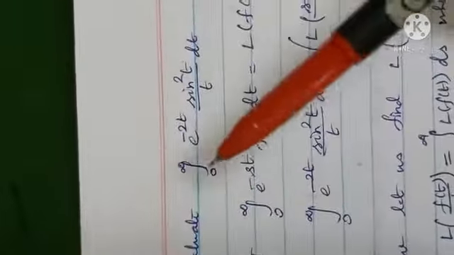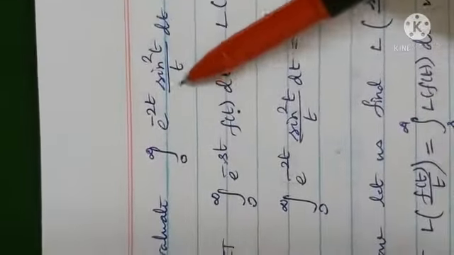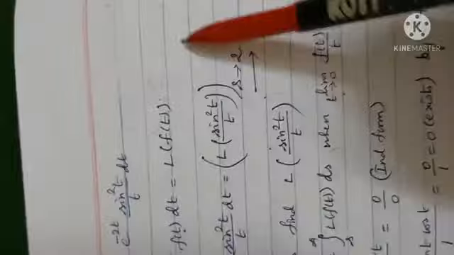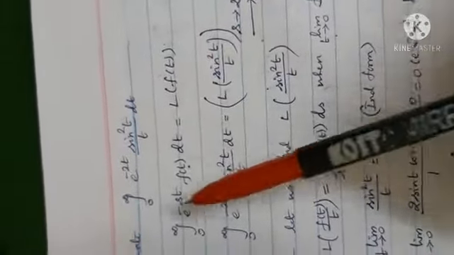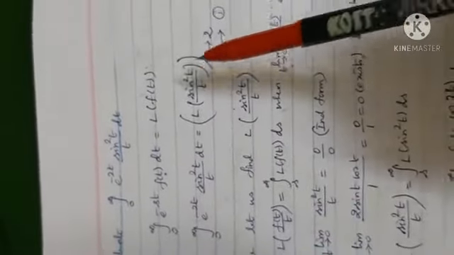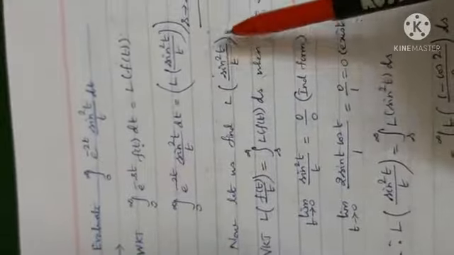Now evaluate the integral from 0 to infinity of e power minus 2t. Find the value of the integral is the question. Let us use the definition of Laplace transform. In place of f of t we have this one. In place of s we have 2. Find the answer of this one, and finally replace s by 2. To find the answer of this one, this is of the model L of f of t by t.